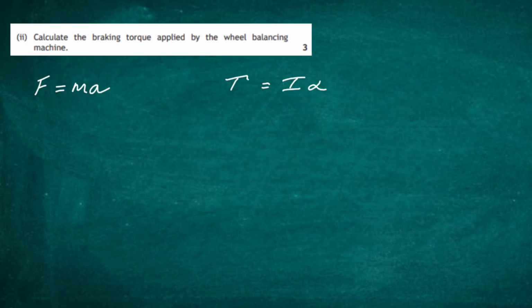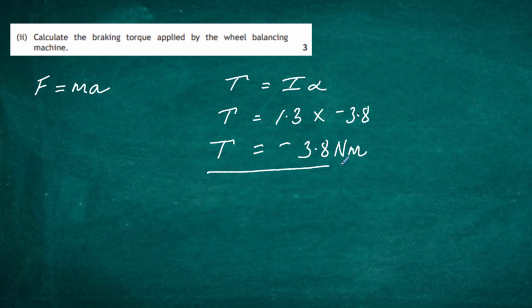Now we're asked to find that torque, and we know already the moment of inertia, was worked out in a previous question, was 1.3, and we know also that the angular acceleration worked out from the past question was minus 3.8. We'll just leave out units for convenience. So the torque is equal to, if you multiply it out, minus 3.8, and the units for torque are Newton meters. So the torque, which was necessary to bring this wheel to a stop, has a magnitude of 3.8 Newton meters. The minus sign means it's applied opposite to the forward motion of the wheel.